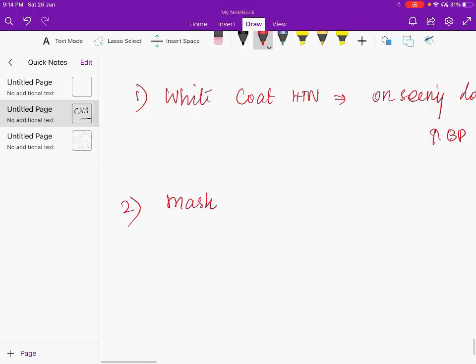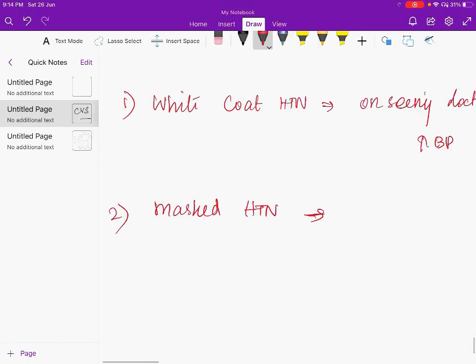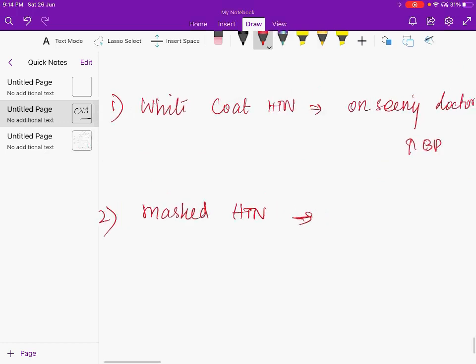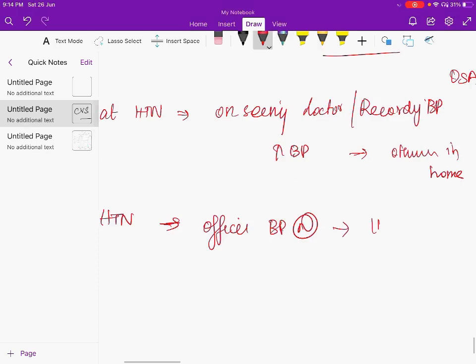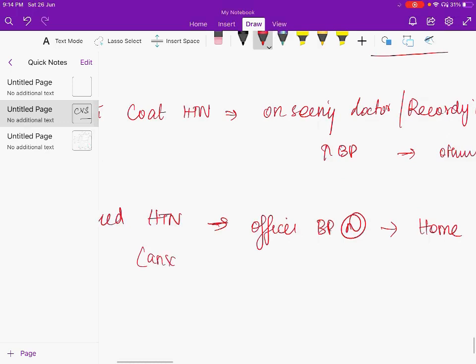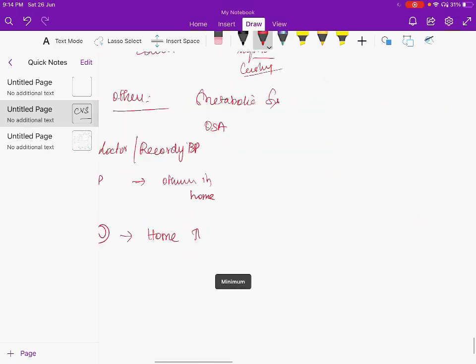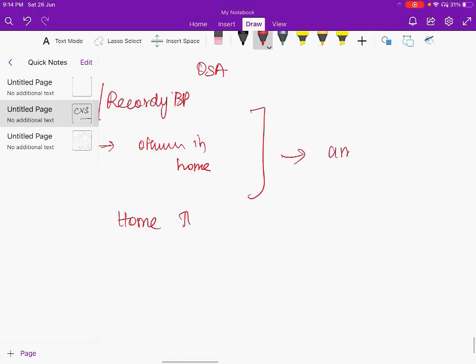So what is masked hypertension? Masked hypertension is something like this. The patient is in the office, his BP is normal. But when he comes home, BP is high. This is something due to anxiety. So how can we diagnose this? With the help of ambulatory or 24-hour BP monitoring.